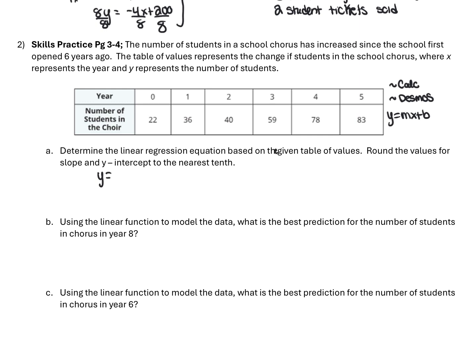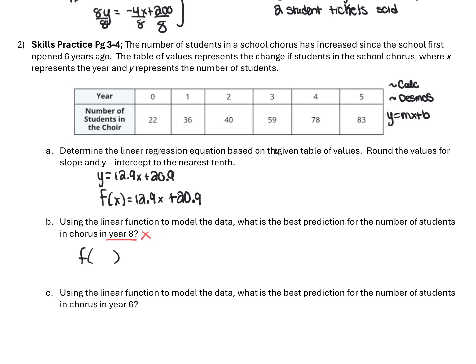It should tell you that y equals 12.9x plus 20.9. And I'm going to rewrite that one time as f of x equals 12.9x plus 20.9. In the next part, it says that it wants to find the best prediction for the number of students in year 8. This is my x value.